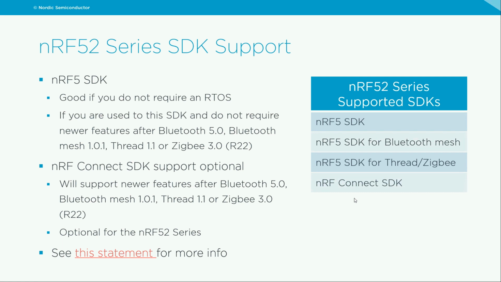And like I mentioned before, for the 52 series, you do have these 4 SDKs that are supported. So you have the nRF5 SDK, nRF5 SDK for Bluetooth Mesh, nRF5 SDK for Thread and Zigbee, and also the nRF Connect SDK. But I would say, if you're only getting started with Nordic now, and you haven't used the nRF5 SDK before, it's probably a good idea to get started with the nRF Connect SDK. That is our future-proof SDK.